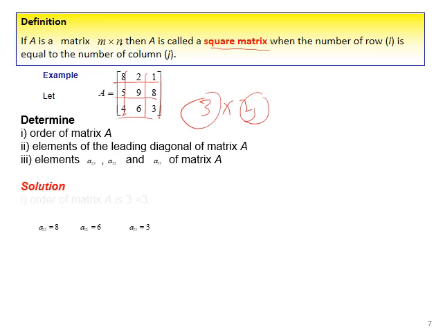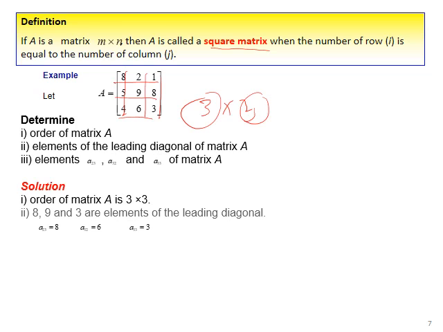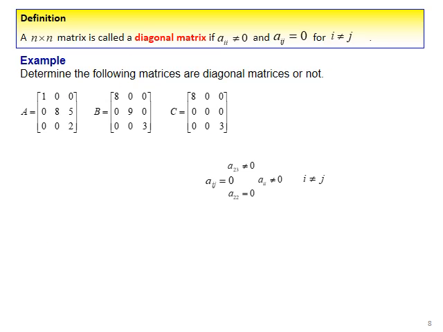If he asks me about the elements of the leading diagonal, this is the diagonal. So I will say 8, 9, 3. If he asks me, as an example, to find A2,3, it means row number 2, column number 3. Just a minute. This is row number 2, this is column number 3, so this is the number, which is 8, and so on for other elements in the matrix.